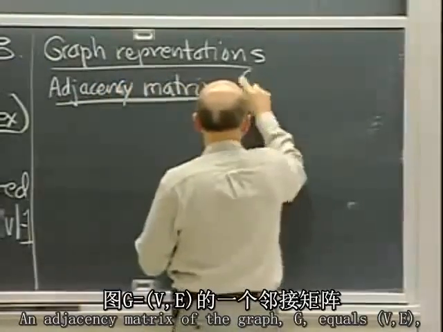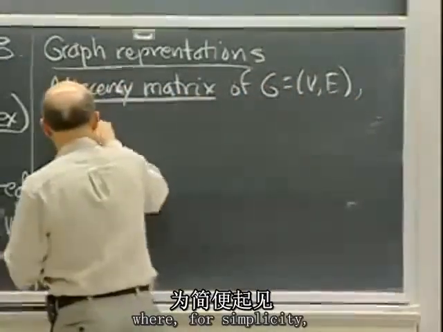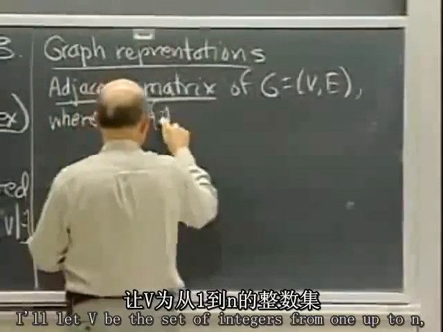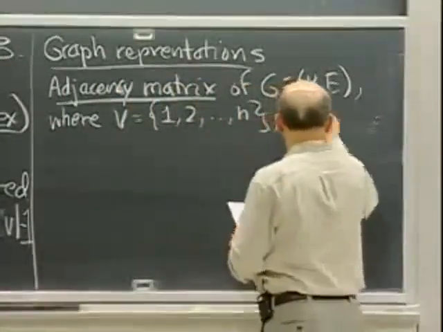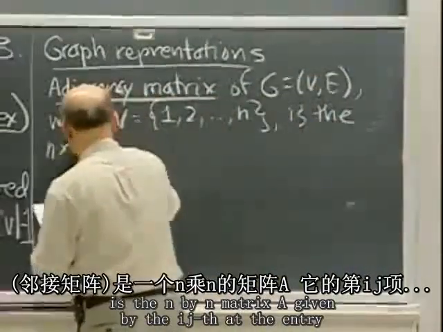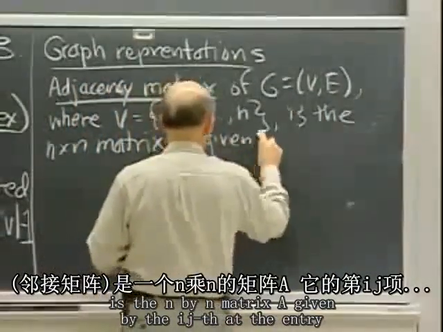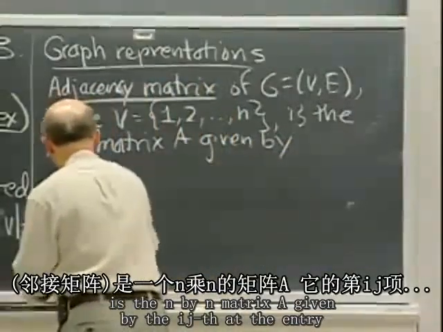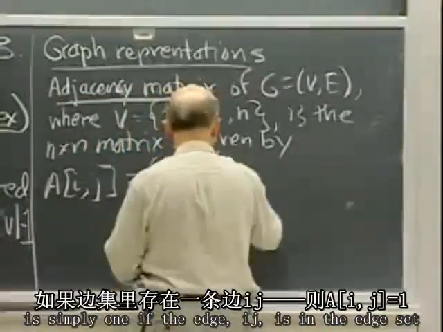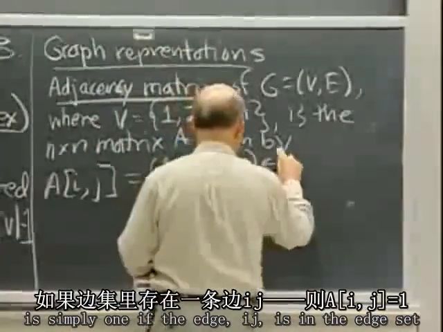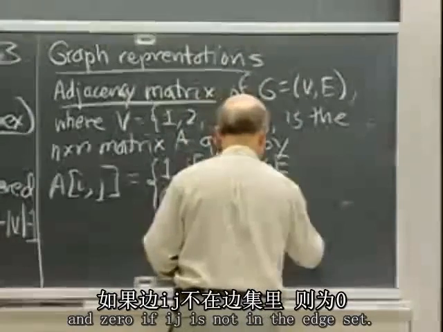The adjacency matrix of a graph G equals (V, E), where, for simplicity, I'll let V be the set of integers from 1 up to n, is the n by n matrix A given by: the ijth entry is simply 1 if the edge ij is in the edge set, and 0 if ij is not in the edge set.